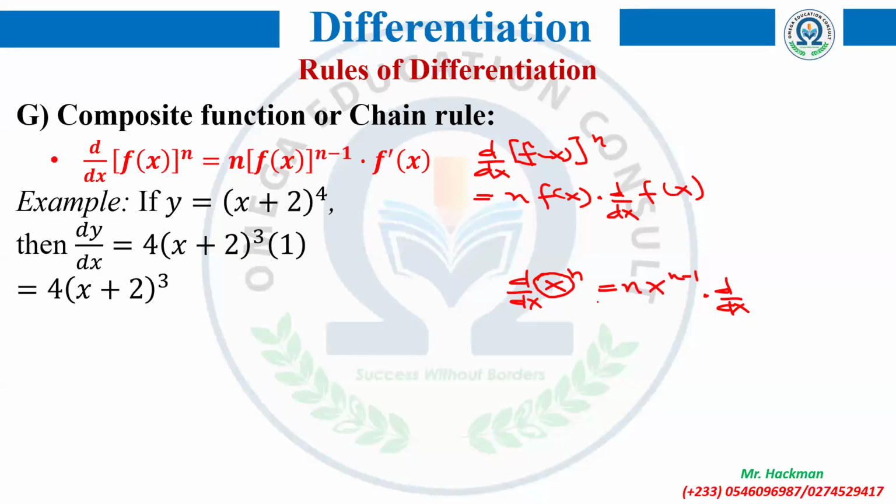Per this rule, it's supposed to be bring the power down, keep your function, reduce the exponent by 1, then times d/dx of your function, what you are raising to the power. So it will be times d/dx of x. d/dx of x is what? 1. 1.